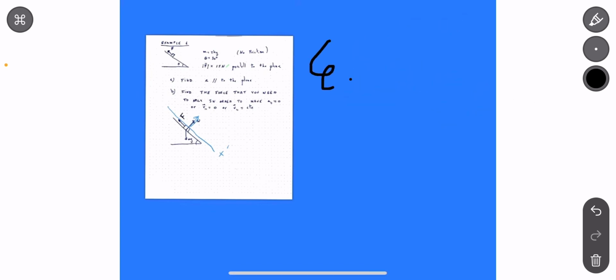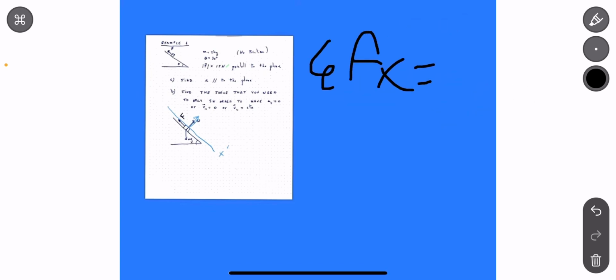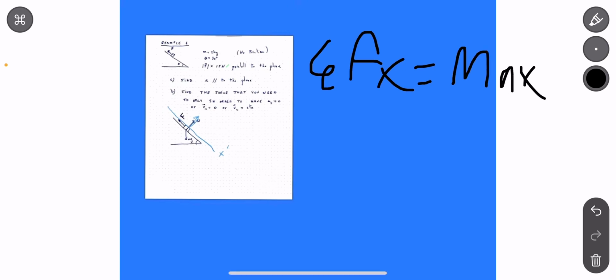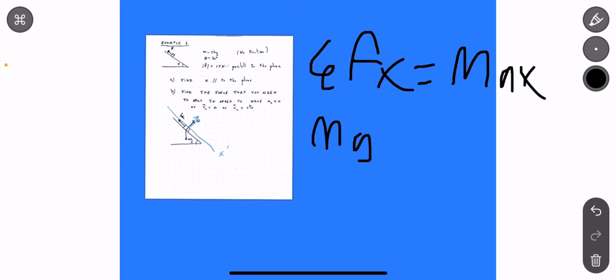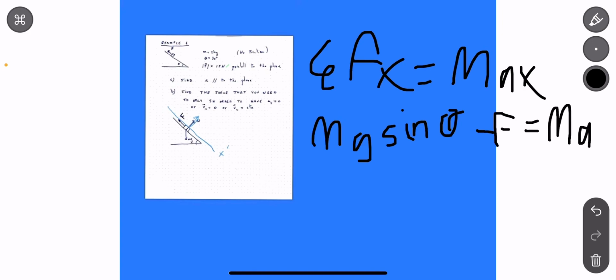So the sum of forces in Fx is going to be equal to max. We have to first find the acceleration. So to find acceleration for this problem, we're going to use mg sine theta minus f equals max.